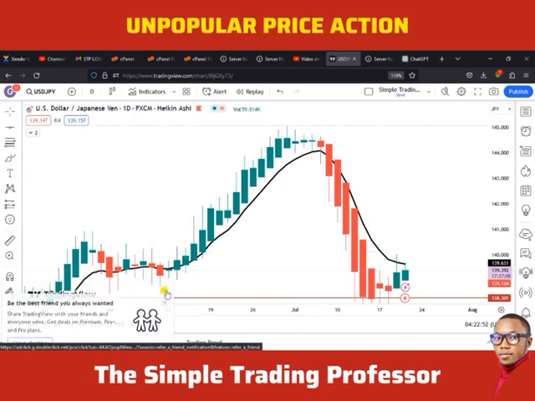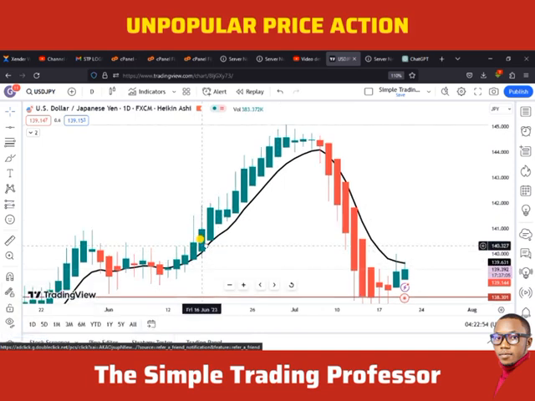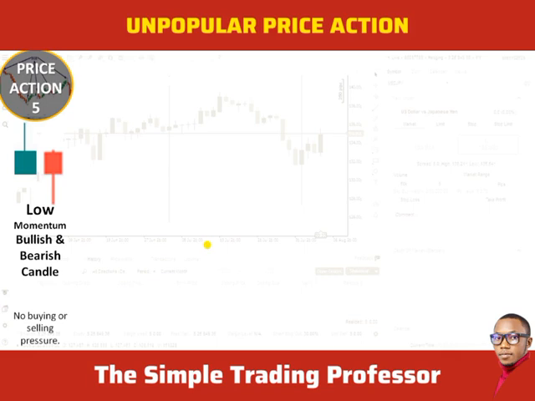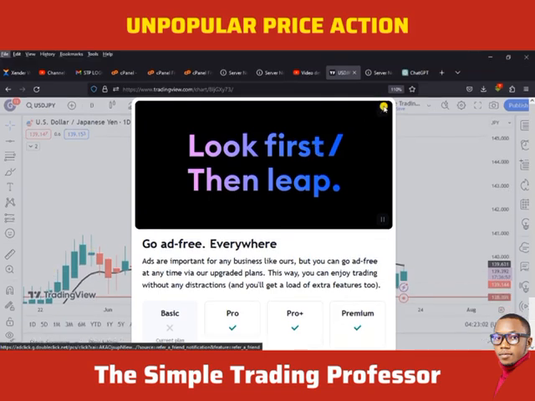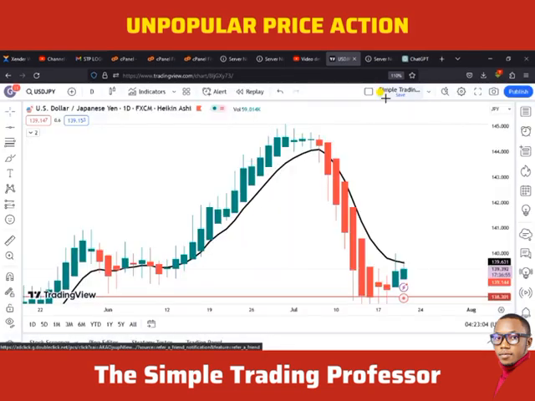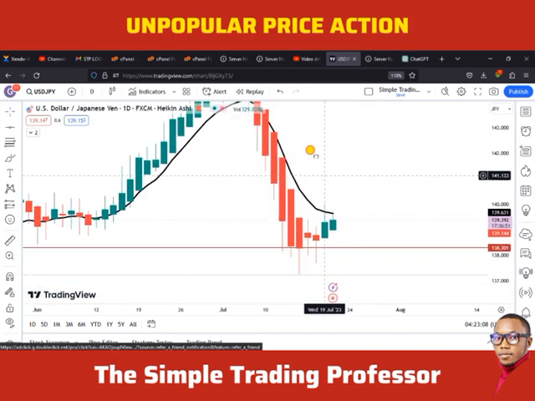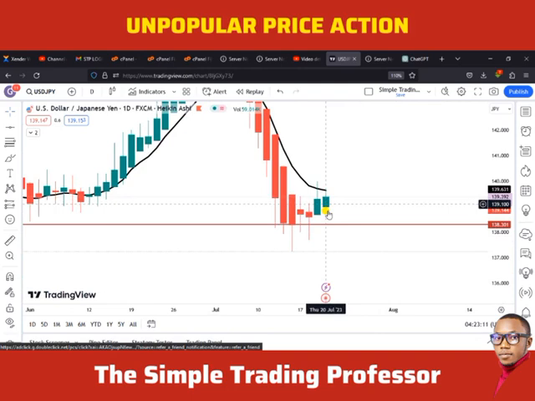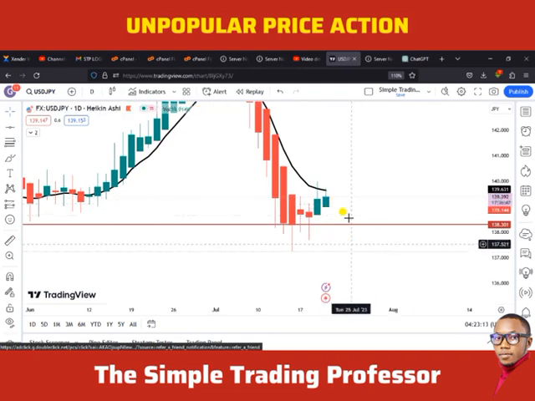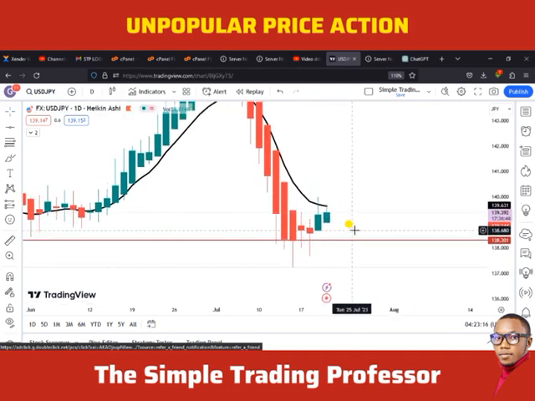Okay, so that is it. Let's move on. So we have a low momentum bullish or bearish candle. I can see one here. As you can see, this current candle is a low momentum candle already.